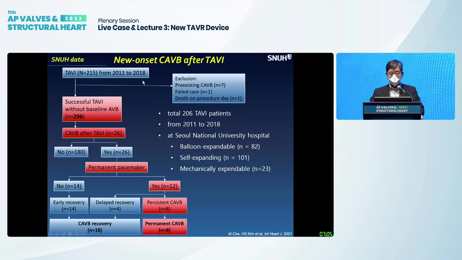We had the chance to analyze new onset AV block after TAVI in our SNUH cohort until 2018. We selected more than 200 patients without baseline AV block, and about 26 patients showed complete AV block after TAVI. About 14 patients showed early recovery. But 12 patients showed persistent AV block requiring a permanent pacemaker. Several months later, 4 patients showed delayed recovery, so actually only 8 patients showed persistent AV block requiring a permanent pacemaker. In this cohort, balloon and self-expanding valves were half and half.